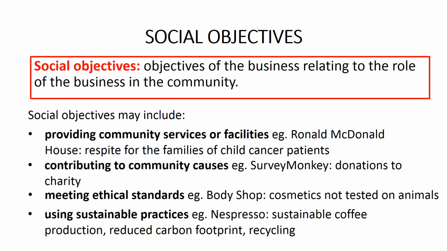Going back to the example of the Body Shop, because the Body Shop only stocks and sells cosmetics that are not tested on animals, those cosmetics are going to be bought by customers who are concerned about the ethical treatment of animals. And they will tend to buy all of their cosmetic requirements from the Body Shop. In that way, the Body Shop is able to increase the sale of its cosmetics, and that in turn increases its market share and also its profit. So you can see here that by adopting a social objective, the Body Shop is also achieving its financial and marketing objectives.